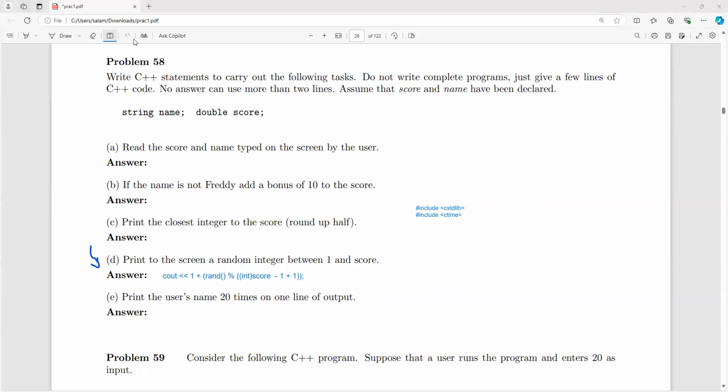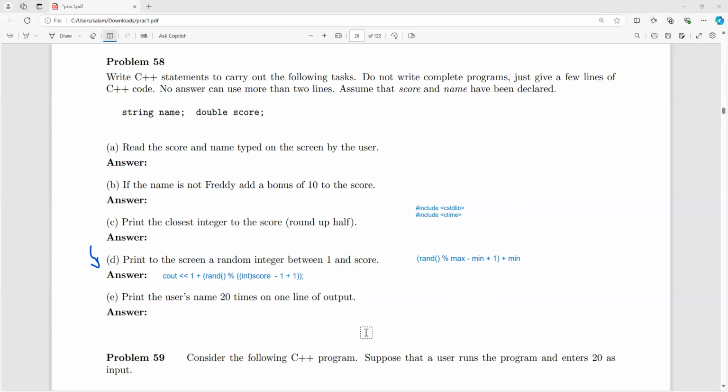For reference, it's going to be rand modulus max minus min plus 1, plus min. So the minimum is 1, the maximum is score. We have to convert it from a double to an integer. And yep, there it is. Everyone okay with that? Whoever asked the question, are you good with this portion? Thank you.